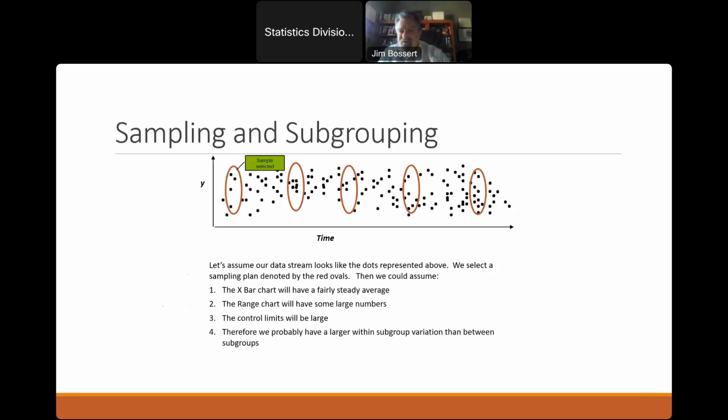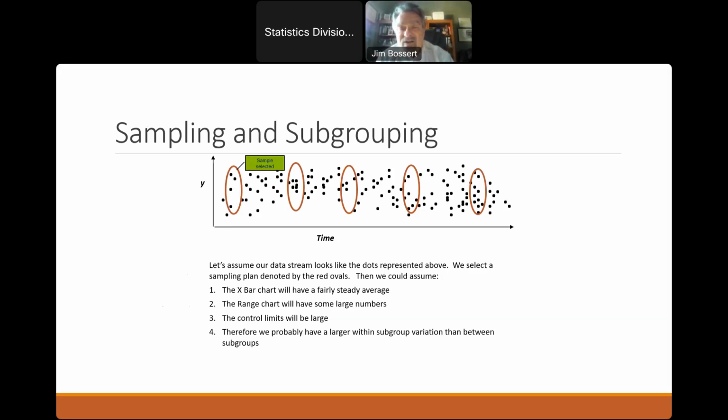Okay. So if I look at this as an example, I have a bunch of data here over time. What I've circled is various subgroups that I'm looking at. If I look at the mean of all these, the means will probably be very consistent. There'll be some variation, but they're going to be pretty stable. If I look at the range chart, I've got some subgroups with wide dispersion in range from low to high, and some with very little dispersion. So the range is going to be kind of different.